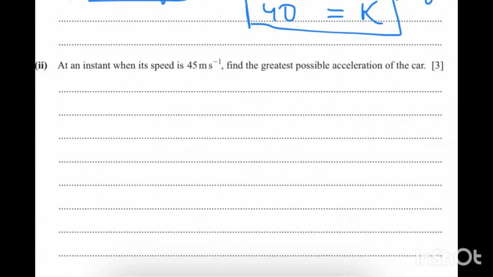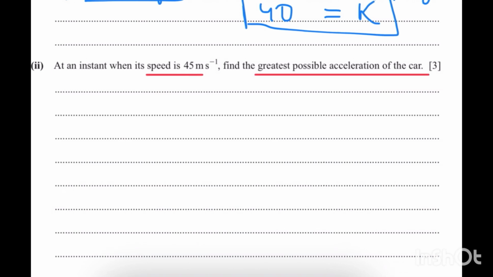Part 2. At an instant when its speed is 45 meters per second, find the greatest possible acceleration of the car. We're given the speed, which we can put in the friction formula. The friction formula was equal to k, which we found out as 40, times v, which is the velocity the car is operating, which is 45, and 40 times 45 is equal to 800. So we have the value of friction.